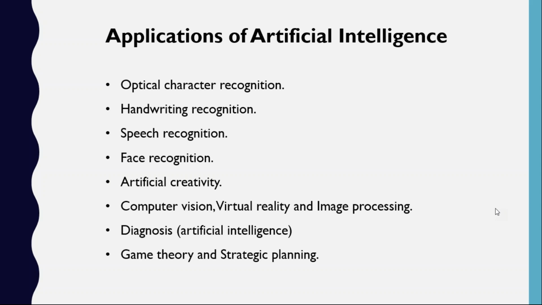All right. So the next application is handwriting recognition. Whenever you write something by hand, for an algorithm or machine to understand what is written, A, B, C, D, it takes time to learn it. So that's another application of AI: speech recognition, face recognition, artificial creativity, computer vision, virtual reality, image processing. Diagnosis is one of the biggest fields where a lot of developments in AI are happening these days.